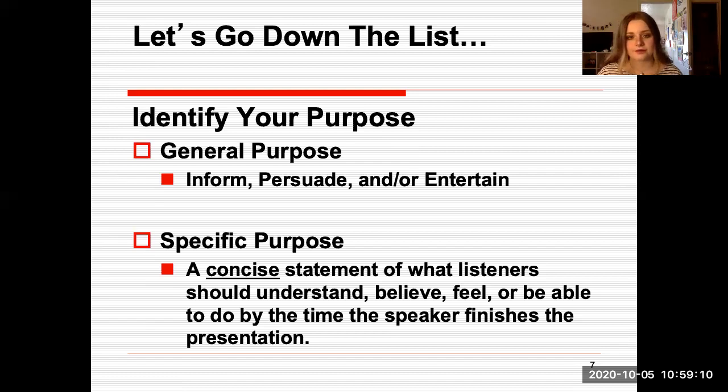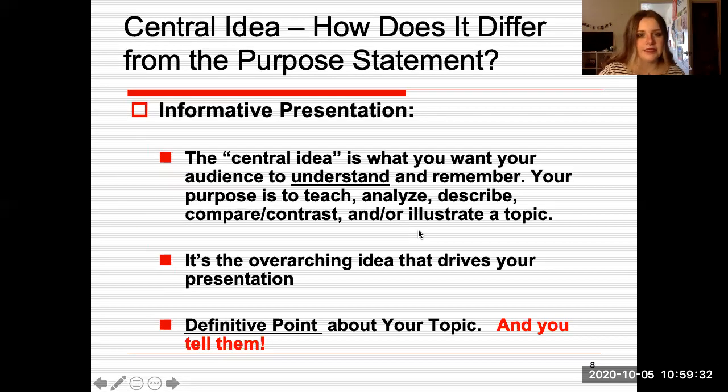And so you'll basically just want your concise, specific purpose to be like, I want the audience to know about blank, blank, blank. Or the audience should be able to do blank, blank, and blank. And so moving on to the central idea.